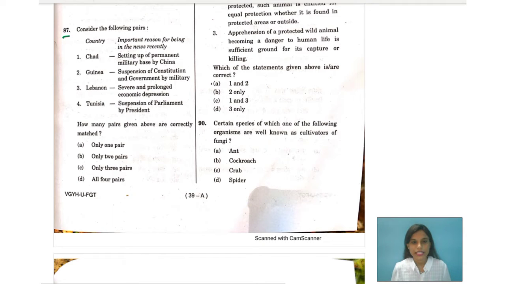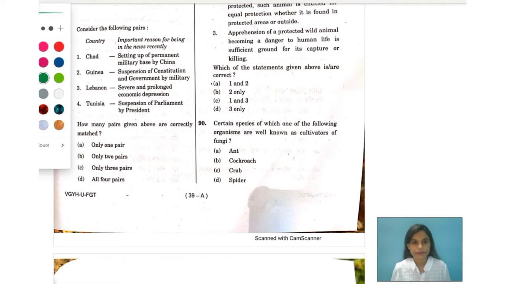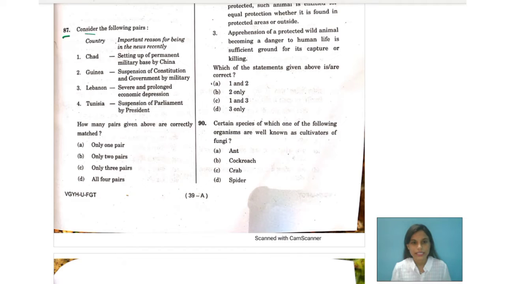Now, question number 87. It says, consider the following pairs. The country is given on this side and the important reason for being in the news recently. See, these questions are from the current affairs section. From the news they have given, mostly based on geography news, all right.